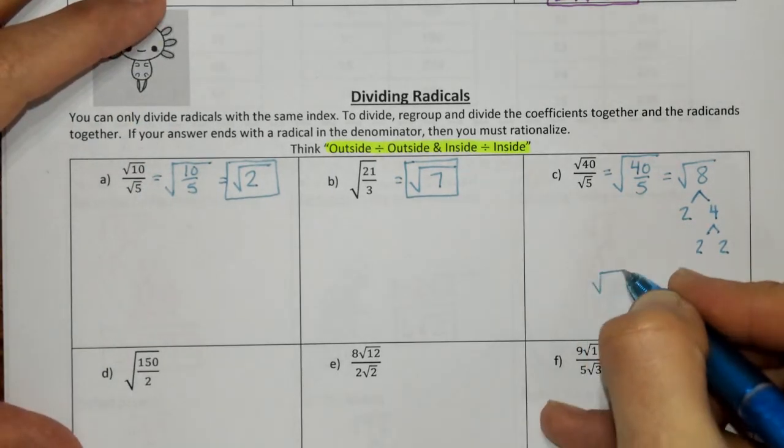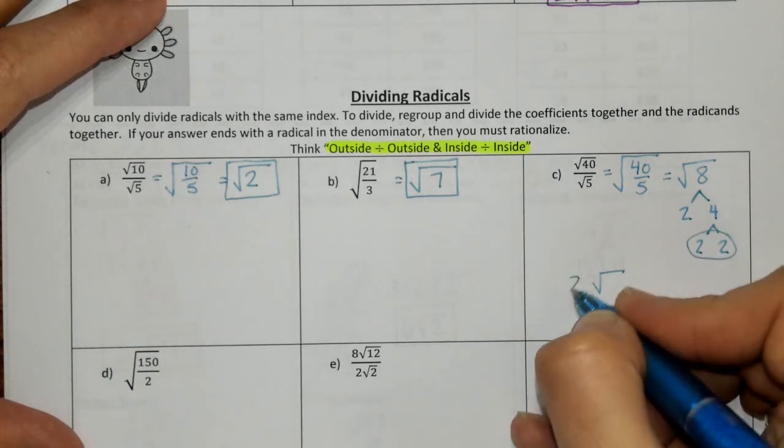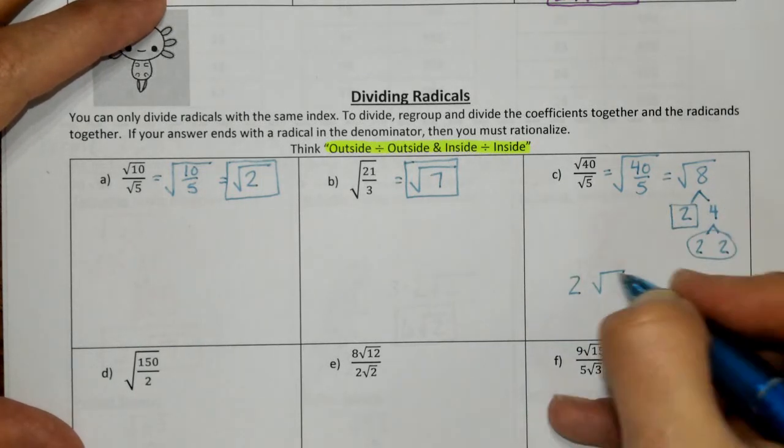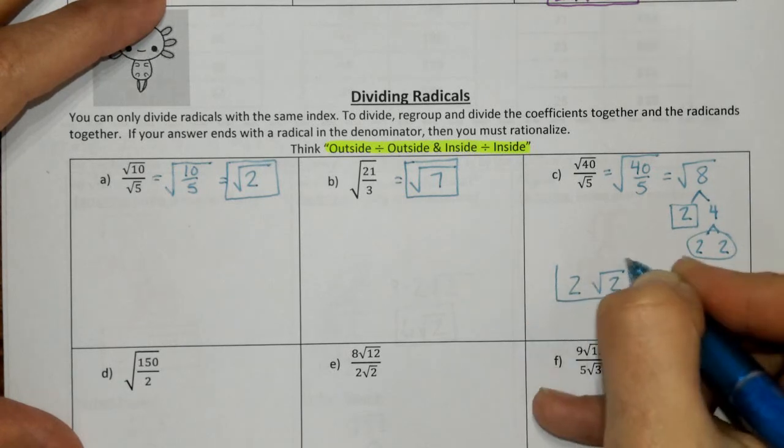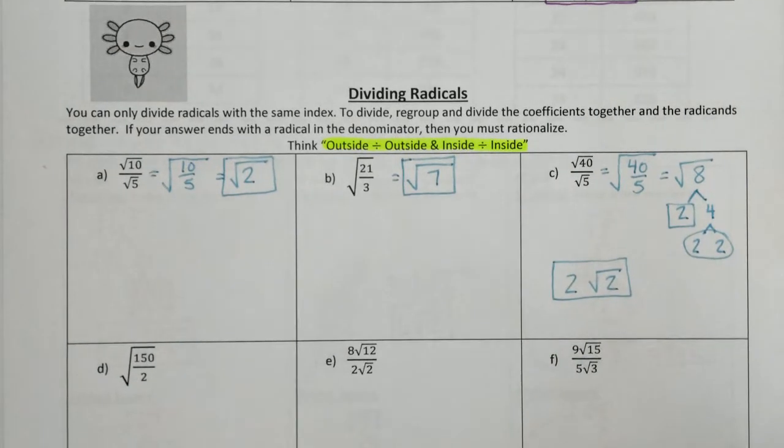So here's our radical house. We have a partner to go right here. And then we have this little lonely guy that needs to go inside. So divided and simplified, there is our final answer.